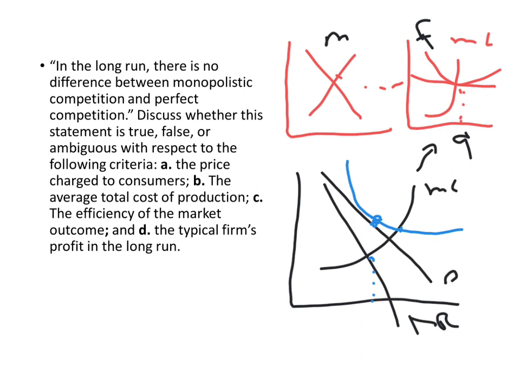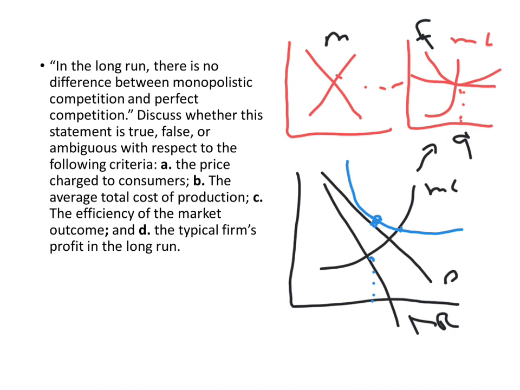What about the efficiency of the market outcome? Well, the market outcome in perfect competition is going to be allocatively efficient. Price equals marginal cost, maximize consumer and producer surplus, no deadweight loss. In this model, we do not have the allocatively efficient quantity. That would be right here. We do have deadweight loss right here. So the efficiency of the market outcomes, they are not the same.